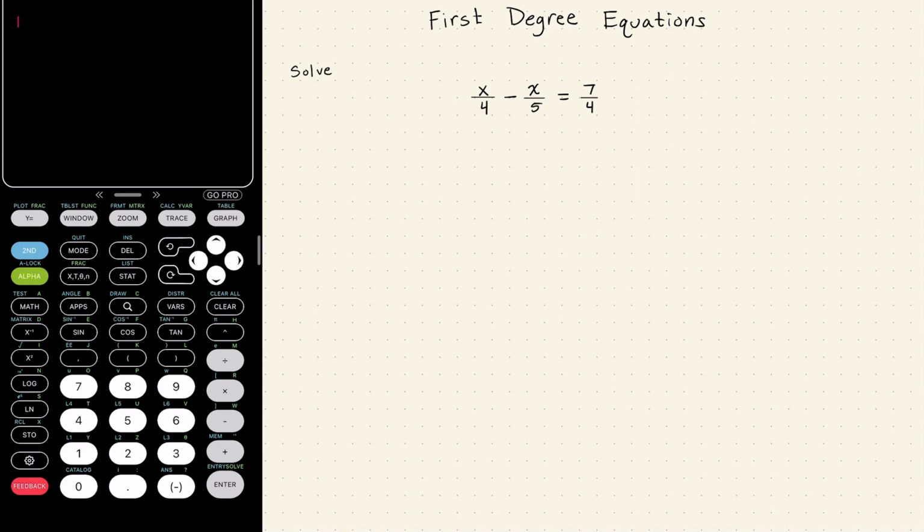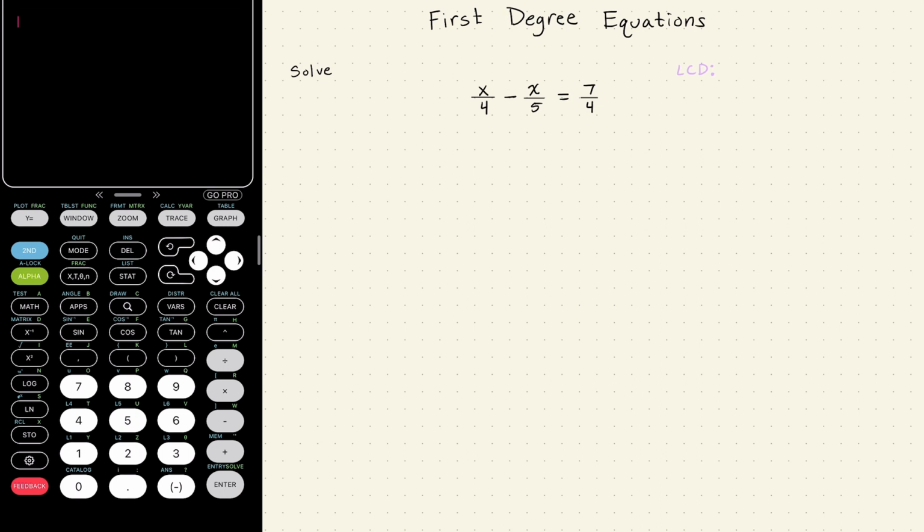In this particular problem, we're asked to solve a first-degree equation, but it involves fractions. And the way I like to go about solving these types of problems where we have differing denominators is we want to find an LCD, a least common denominator.